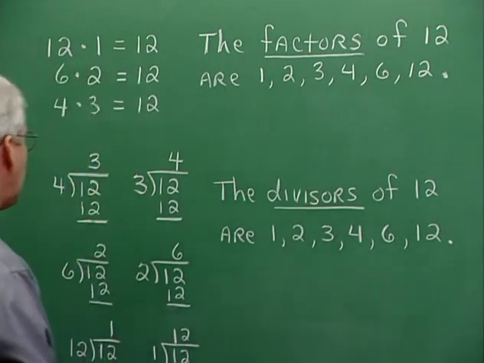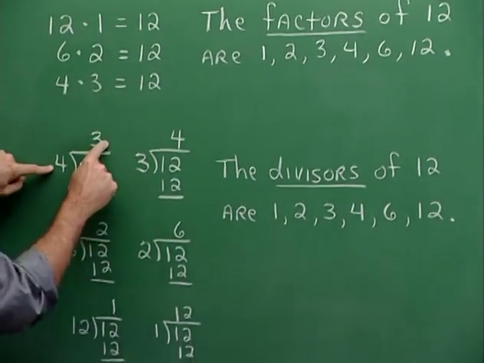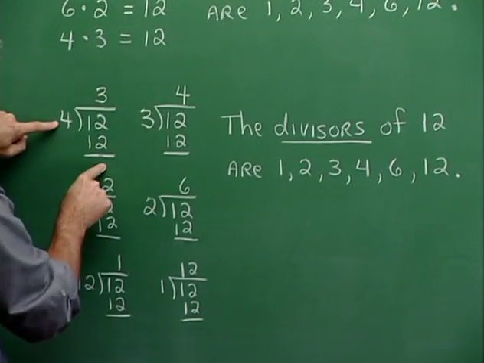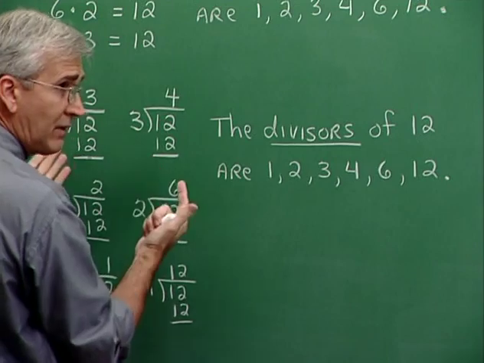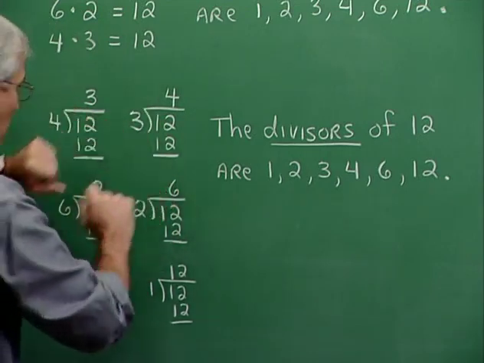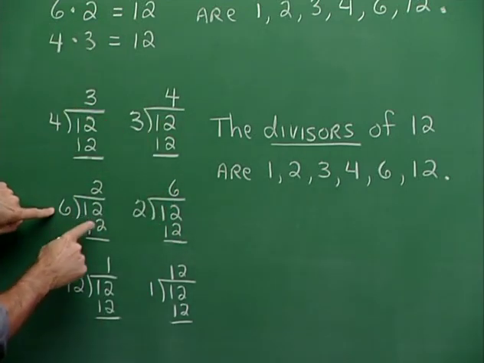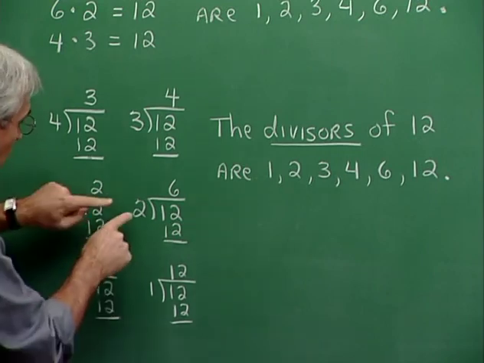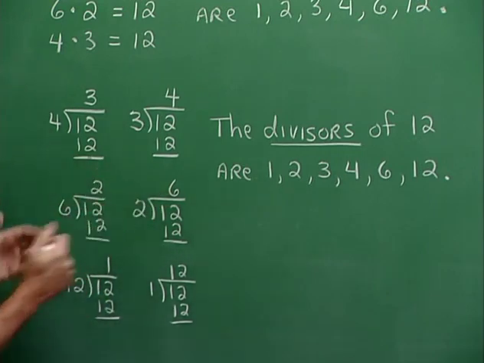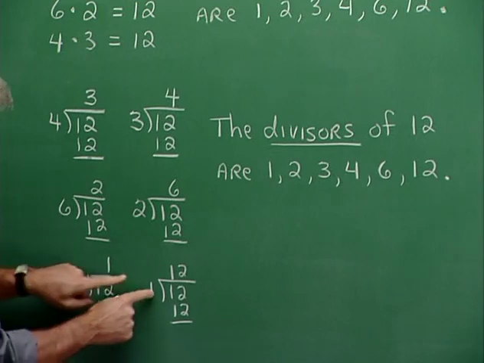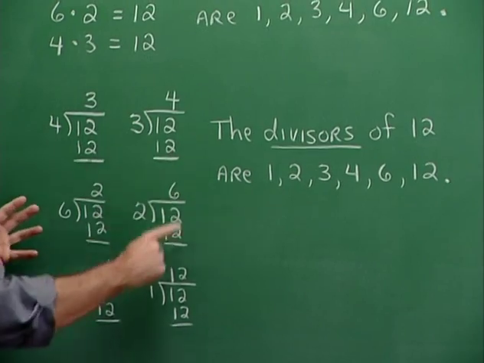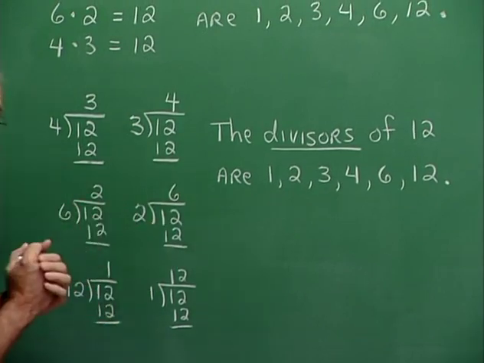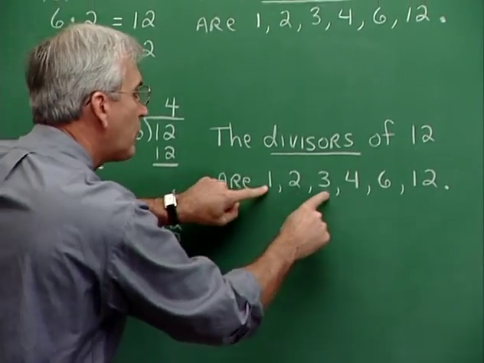Now let's think about divisors. 4 goes into 12 3 times because 3 times 4 is 12. So 4 is a divisor of 12. 3 is also a divisor of 12 because the division goes evenly. 6 goes into 12 evenly and is a divisor. 2 goes into 12 evenly and is a divisor. 12 goes into 12, 1 goes into 12. So these are all divisors of 12. If I list the divisors of 12, they are 1, 2, 3, 4, 6, and 12.